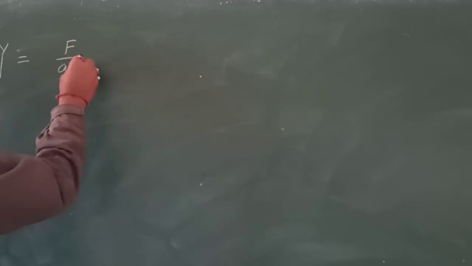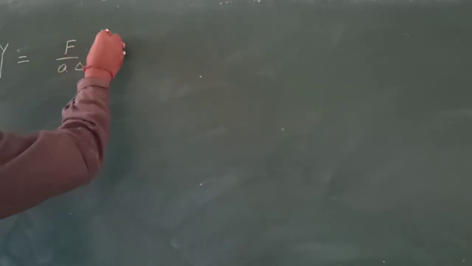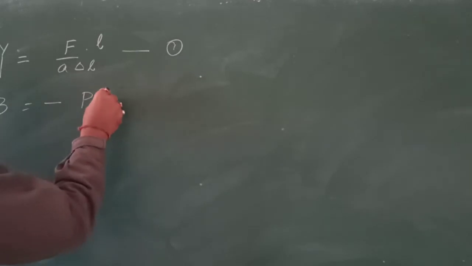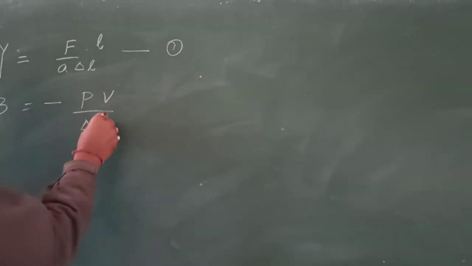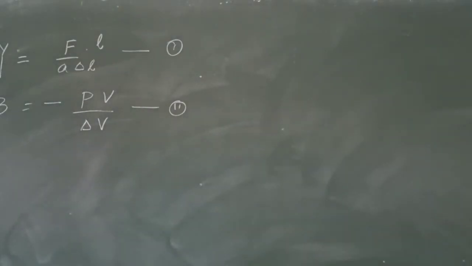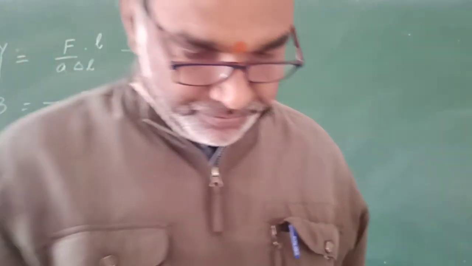Today I am going to start with Young's modulus of elasticity: Y = F L / (A delta L). Similarly, yesterday I discussed this question, and then bulk modulus of elasticity is equal to minus P V by delta V. This is question number 2. In this equation, we can find out the value. How can you find the value?